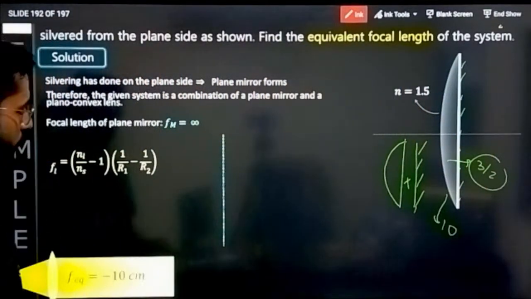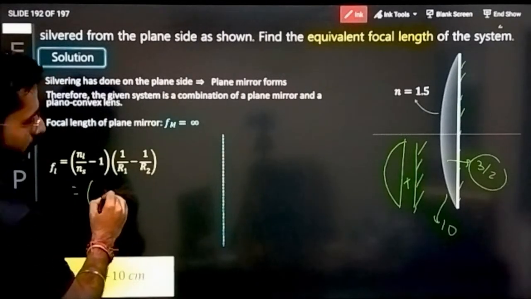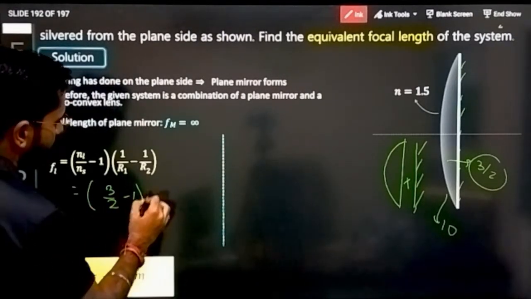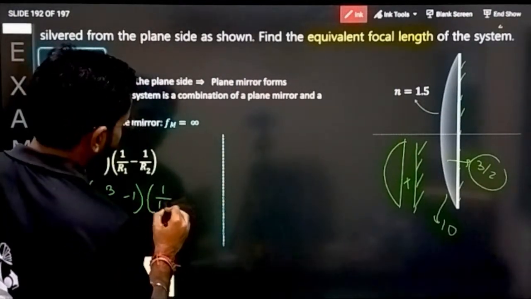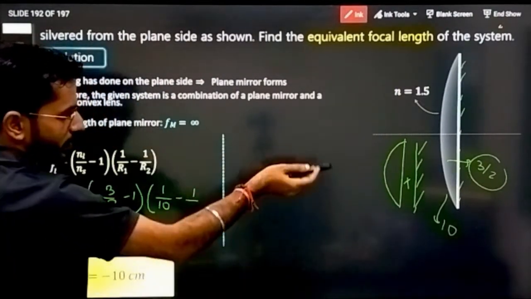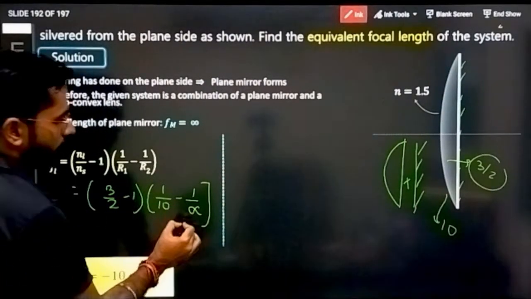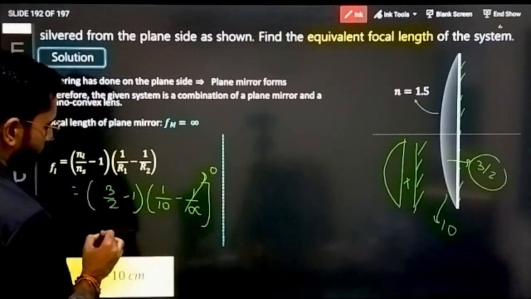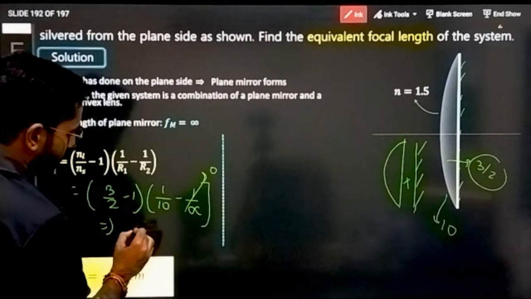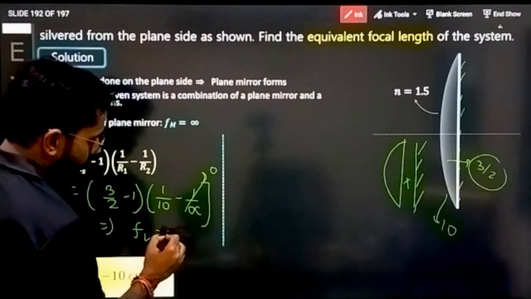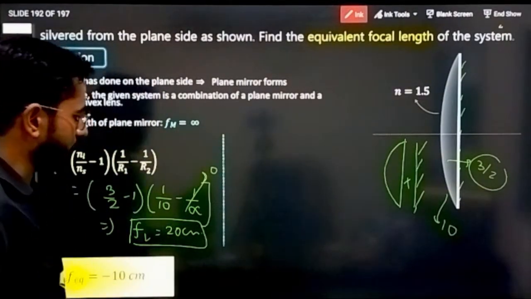Let's first calculate the focal length of the lens. 1/f of lens = (n − 1)(1/R1 − 1/R2). Here n is 3/2 with air surrounding, so (3/2 − 1) times (1/10 − 1/R2). R2 is infinite, so 1/infinity tends to 0. What will be left is 1/2 times 1/10. That means the focal length of the lens will be equal to 20 centimeter.